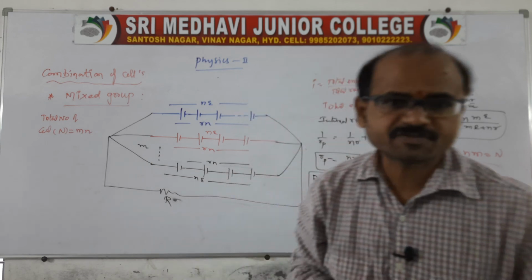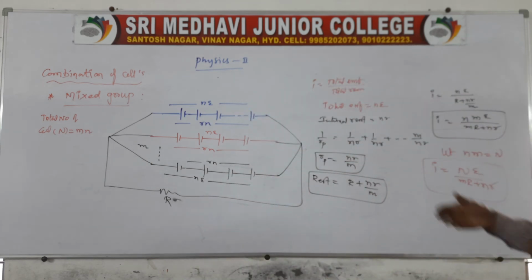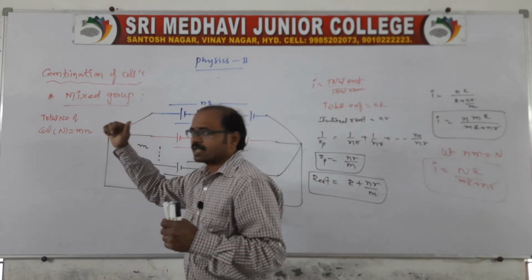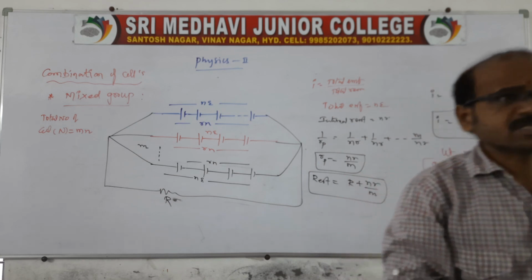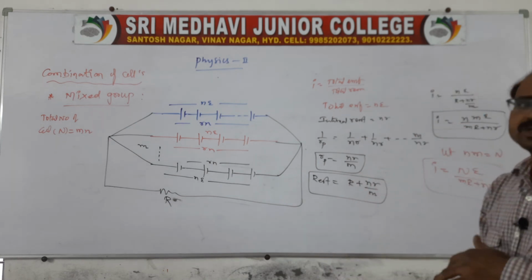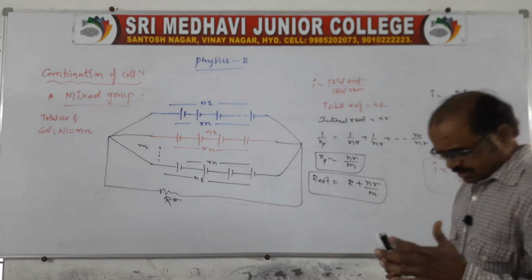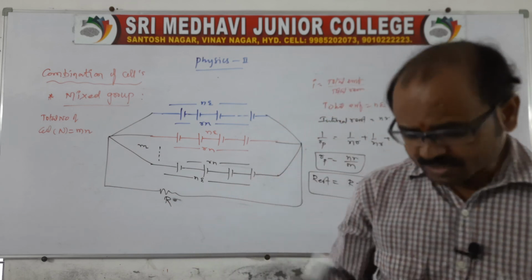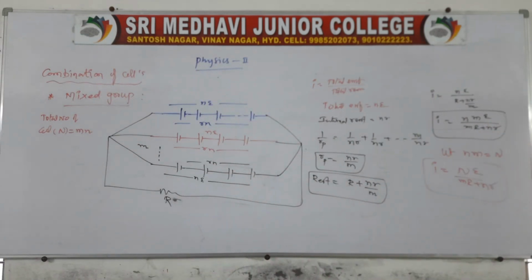Capital N is the number of cells, where m are connected in parallel and n are connected in series. One we can call rows and the other columns. Some are connected in columns, some in series like rows. So the total capital N is equal to small m into n. This is the mixed group combination of cells. So there are three combinations: series, parallel, and mixed group. These are related to the combination of cells. Is it okay?